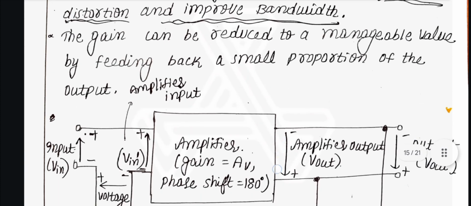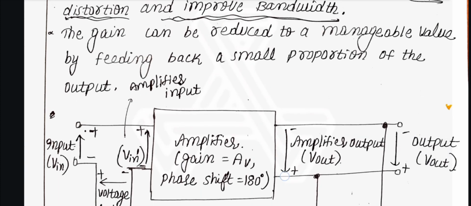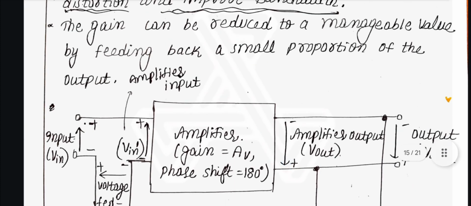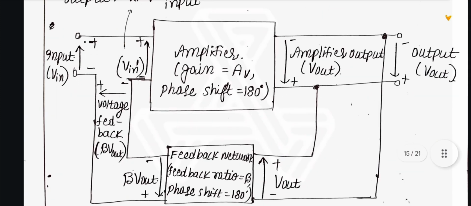The gain can be reduced to a manageable value by feeding back a small proportion of the output. Many practical amplifiers use negative feedback in order to precisely control the gain, reduce distortion, and improve bandwidth. The gain can be reduced to a manageable value by feeding back a small proportion of the output. Feeding back.